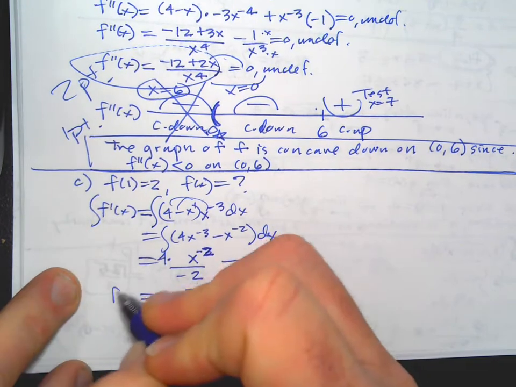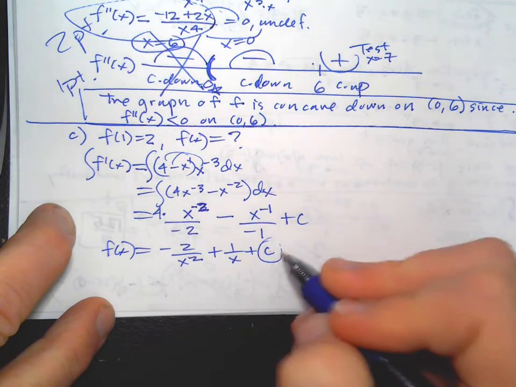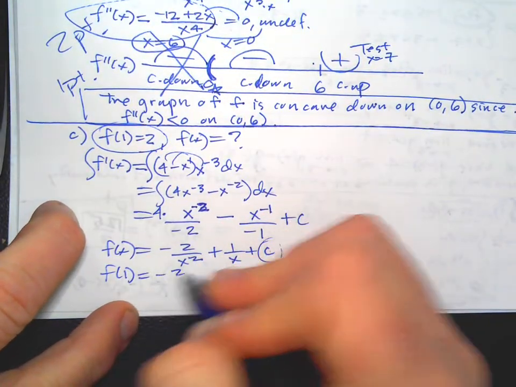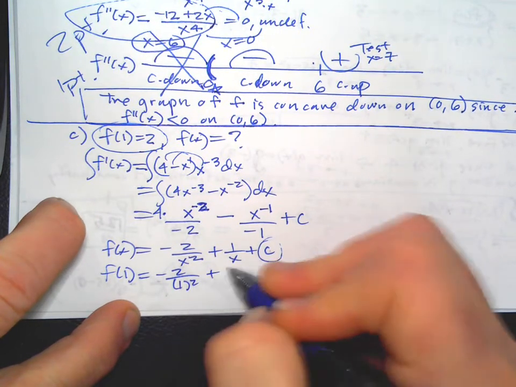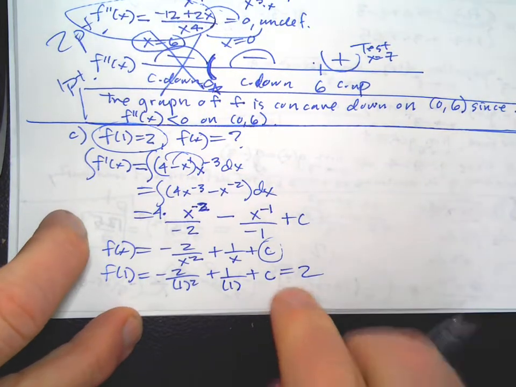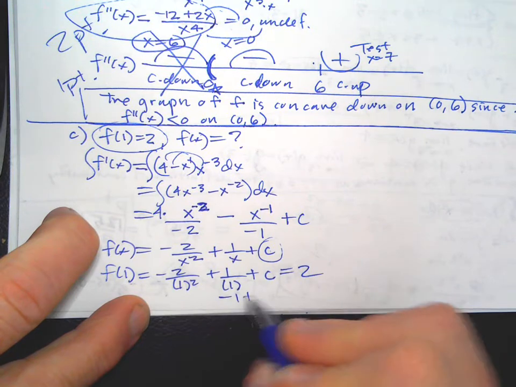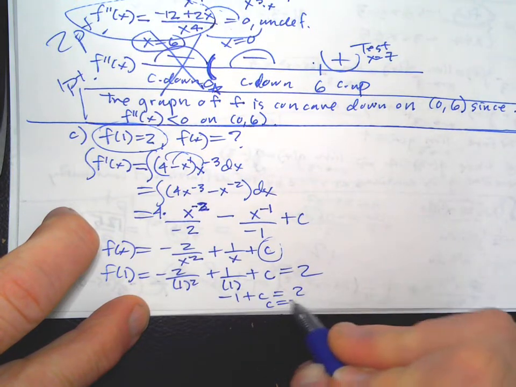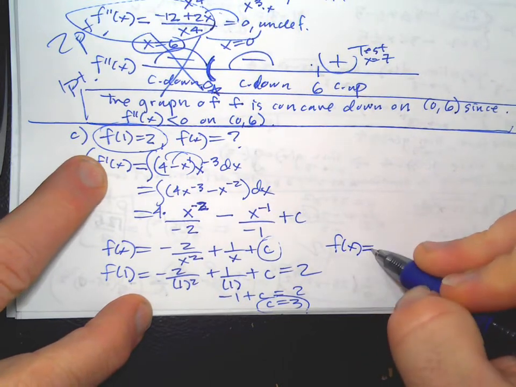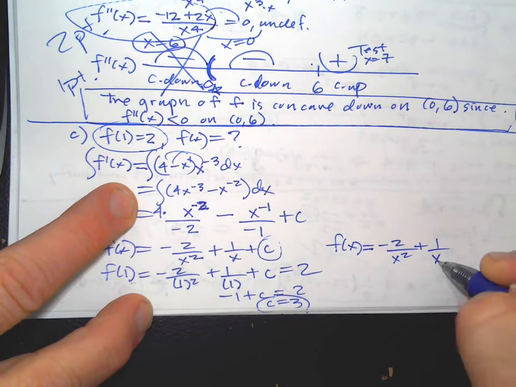So this is the function in general, but we want to find specifically what it is. And that's where this initial condition comes in. If I plug 1 in, I should get 2 out. And so that's going to help us figure out what C should be. So this is negative 2 plus 1. That's negative 1 plus C equals 2. So C equals 3. So your original function is now f of x equals negative 2 over x squared plus 1 over x plus 3.